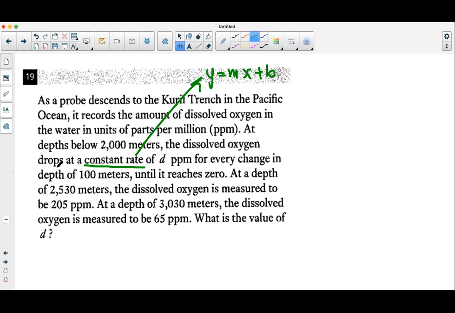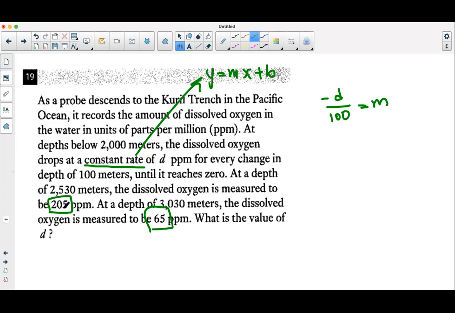It decreases, drops, right? So negative d over 100. That's your slope until it reaches 0. At the depth of this much meters, the dissolved oxygen measured to be this much, 225. And then at this much, dissolved oxygen was this one. What's the value of D? So basically what they're looking for is the slope, but notice the slope was in the form of negative d over 100, right?